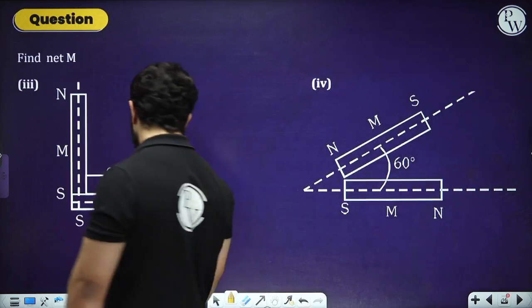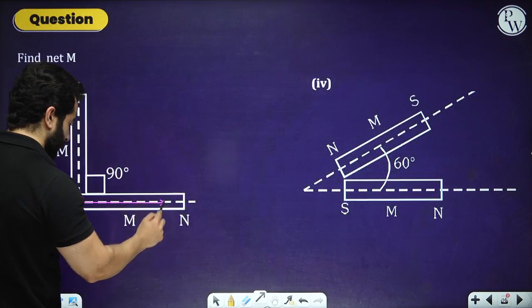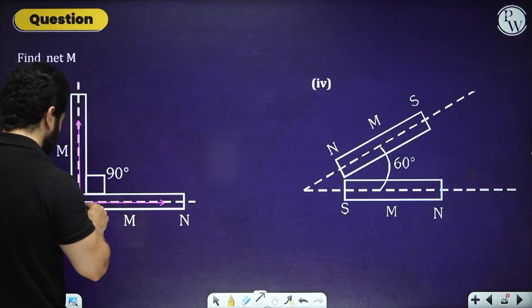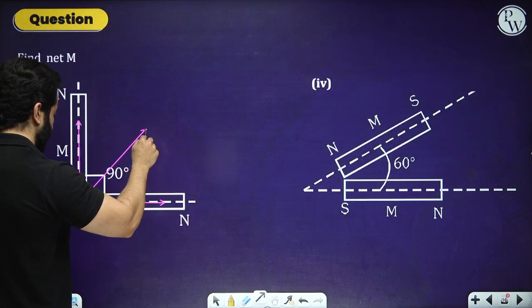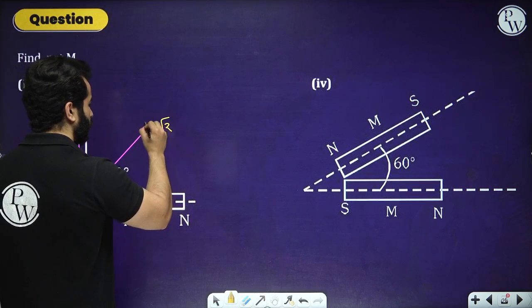Over here, see, these are also quite simple. This is M, this is M. So the net magnetic moment will be in this direction, which will be at 45 degrees, which will be M root 2. So M root 2 is going to be your answer.